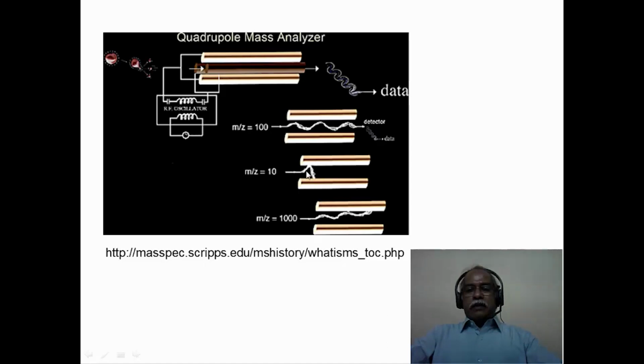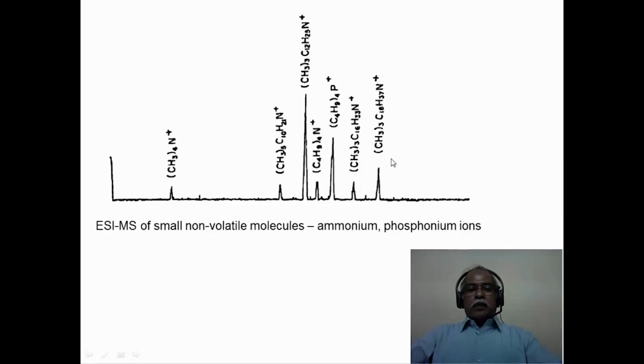quadrupole analyzer at a very early stage itself, whereas m by z 1000 travels a certain distance and finally hits the walls of the quadrupole analyzer before it comes out. So only a particular m by z value for a given voltage will pass through the quadrupole analyzer, and that is the basic principle of the quadrupolar analyzer in this case. Now this is a mass spectrum of certain non-volatile molecules.